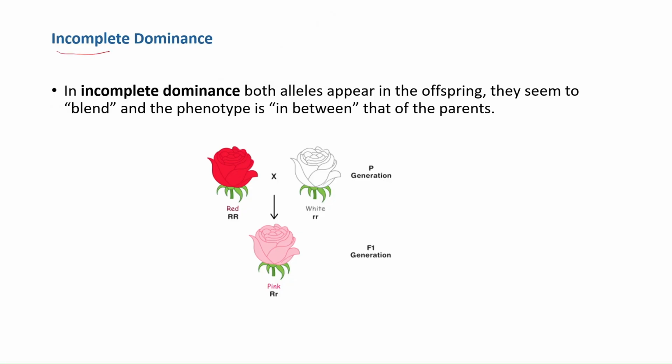Incomplete dominance. Sometimes you don't have a dominant and a recessive, but it seems that the phenotypes blend, okay? The phenotypes blend in there. So for instance, you have a red flower, big R. You cross it with a white flower, that's little r. By Mendel's idea, the big R should be red, but when you have incomplete dominance, you get a color that's between red and white. So you get pink, okay?